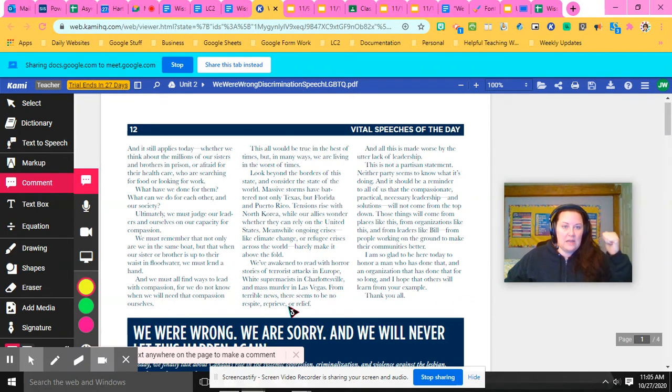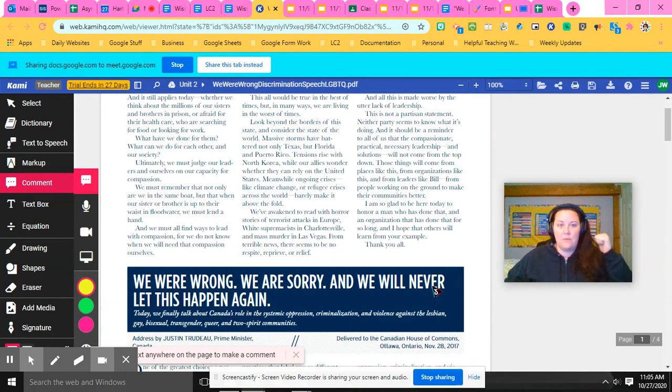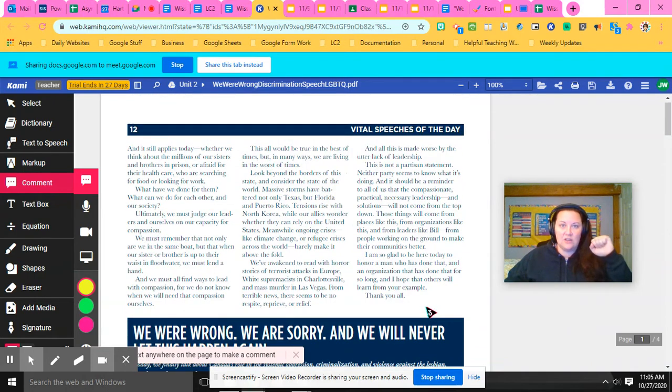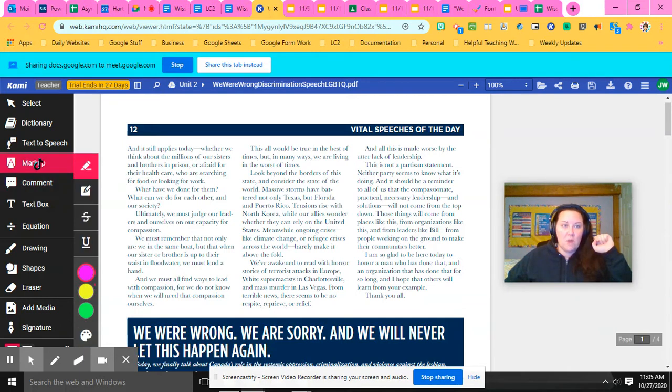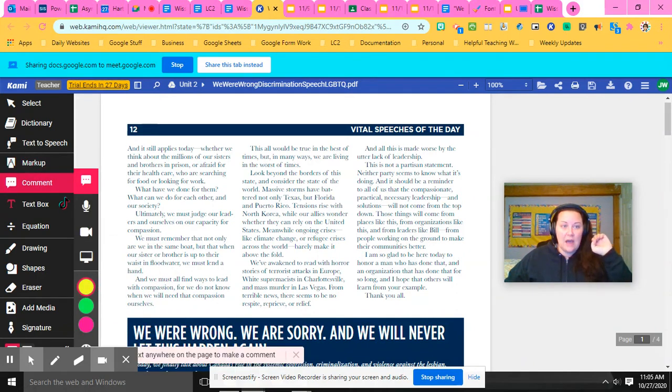Today's reading is called We Were Wrong, We Are Sorry, and We Will Never Let This Happen Again. This is about the systemic discrimination against the LGBTQ community. As you're reading, you can either use the comment feature in Cami, or the markup feature. If you're using the markup feature, choose 3 different colors: one for people, one for events, and one for ideas. If you're choosing the comment option, then as you highlight, comment whether this is an example of supporting details with people, events, or ideas.